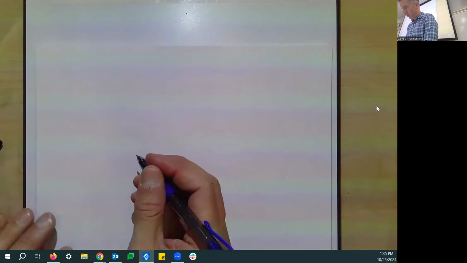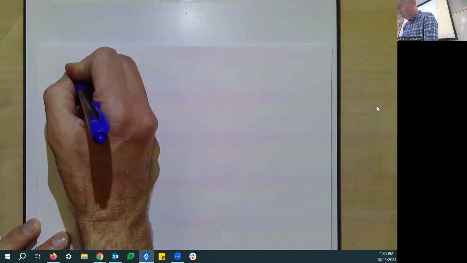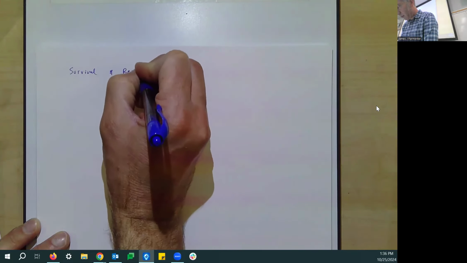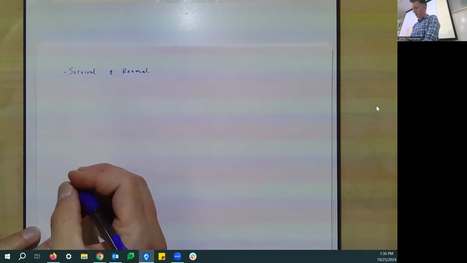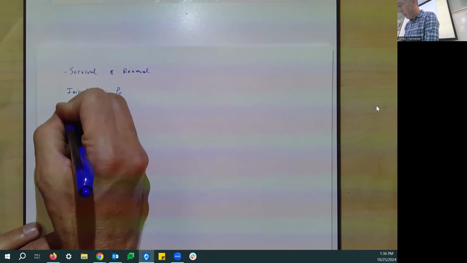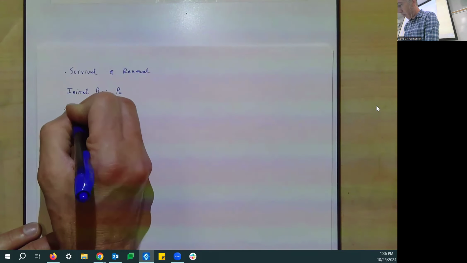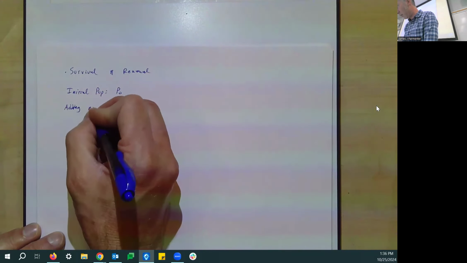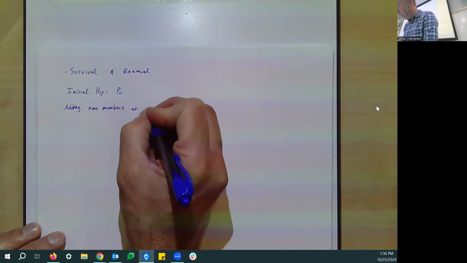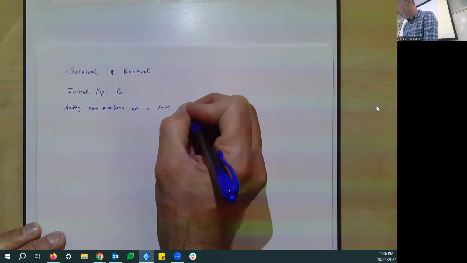So here's the deal. Survival and renewal. So here are what the things mean. Initial population is P naught. We are adding people or animals or new members, which is actually what we say. We're adding new members at a rate R of T.